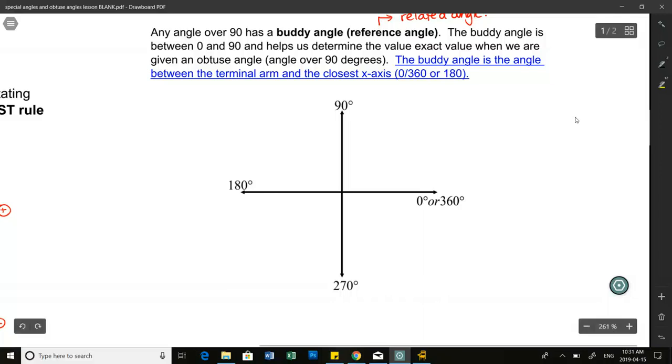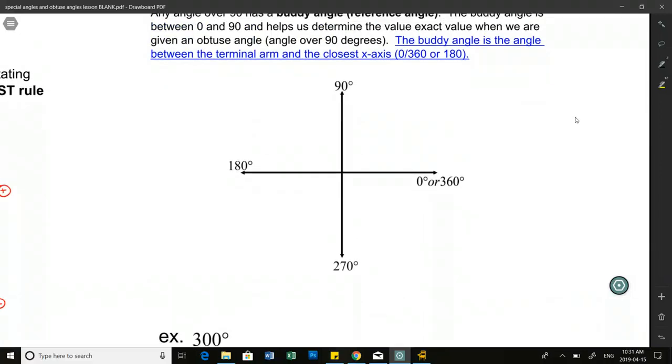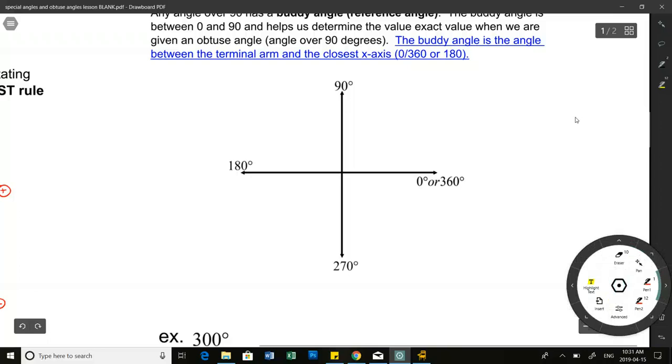So if I have an example here that says 300, we're going to try to place 300 approximately where it is. So it's about 30 degrees past 270. So remember, we're measuring from here all the way around to 300. So it's probably going to be somewhere like right here-ish.